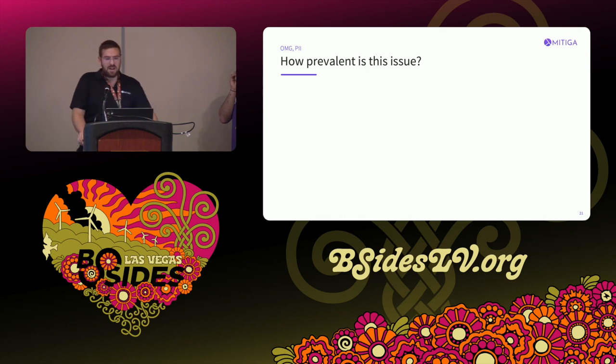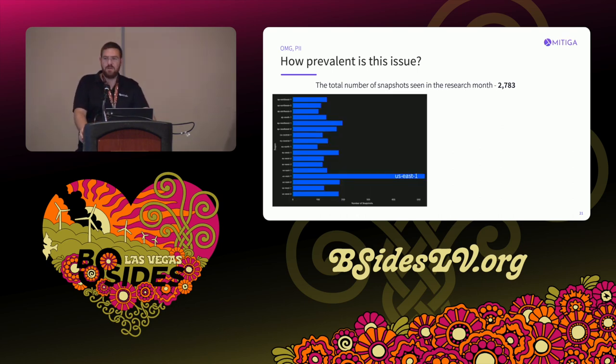So now you can say, okay, you searched in all of the regions for an entire month, and you found three nice examples. It's pretty bad, but it's not a phenomenon. So let's talk about how prevalent this issue is. In our research month, we saw approximately 2,800 public RDS snapshots. In this graph, you can see how many public RDS snapshots we saw per region. The most common region, of course, is US East 1, because this is the default region. But also, you can see here that this phenomenon appears in all of the regions.